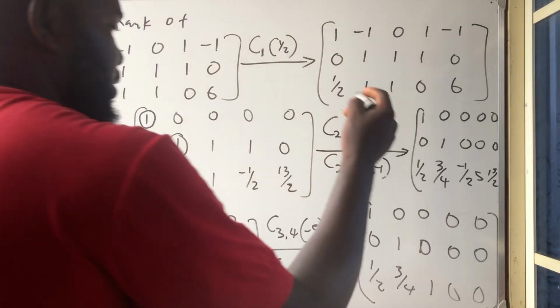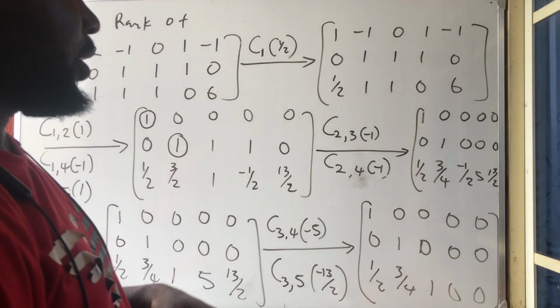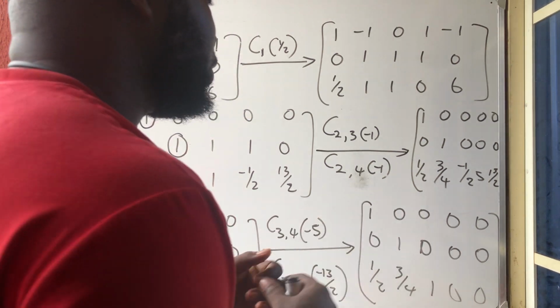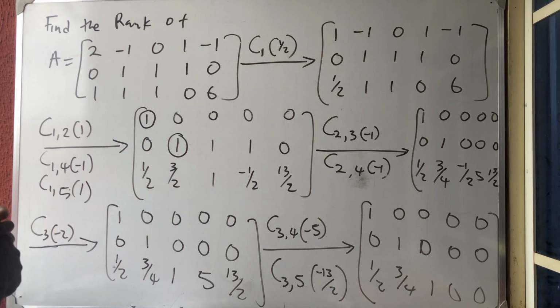So that is that. So now the leading entry, the column rank should be what? 1 plus 1 plus 1, which will give you 3. That is the column rank.